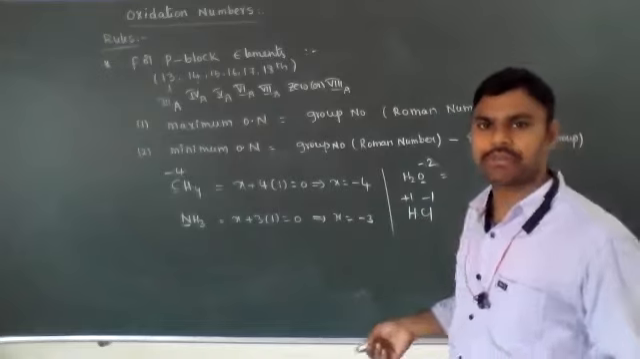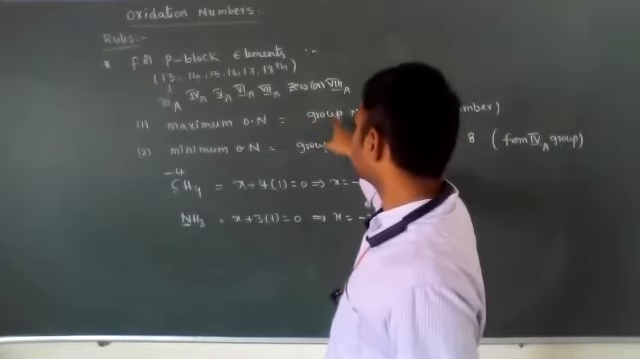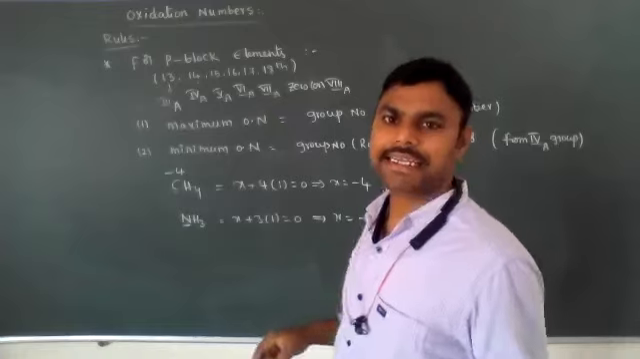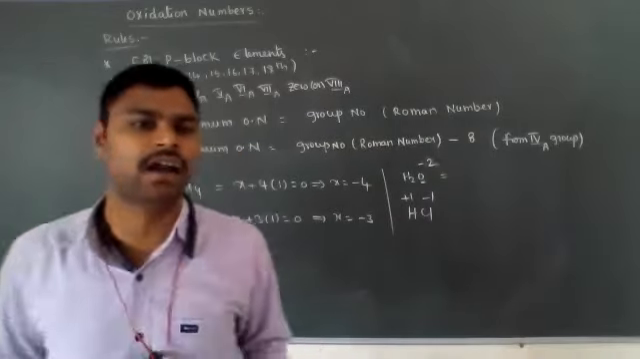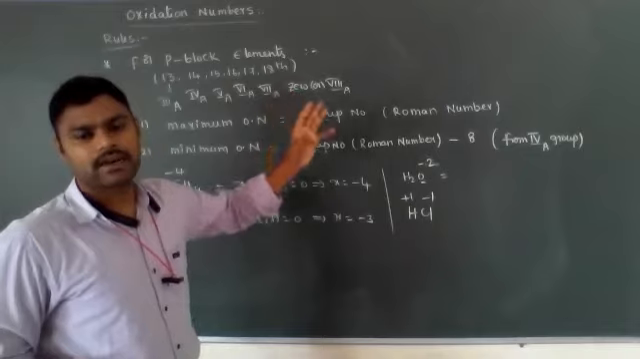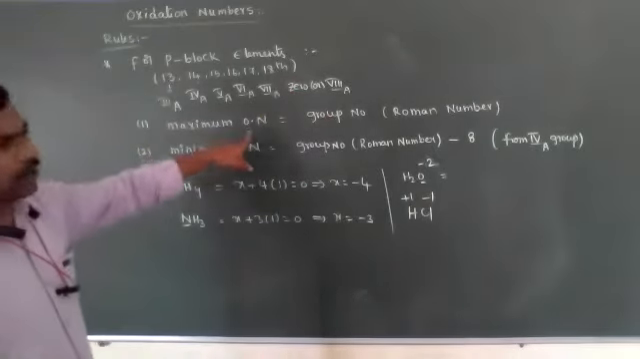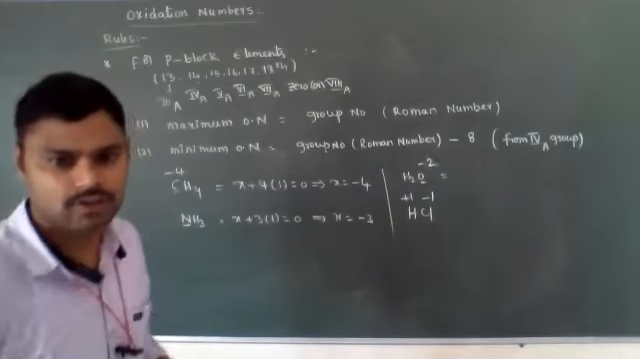Zero group elements are 18th group elements. Their oxidation number is 0 because they exist in atomic form: helium, neon, argon, krypton, xenon. They exist in atomic form only. For atoms, oxidation number is 0. That's why this formula is applicable for p block elements only.